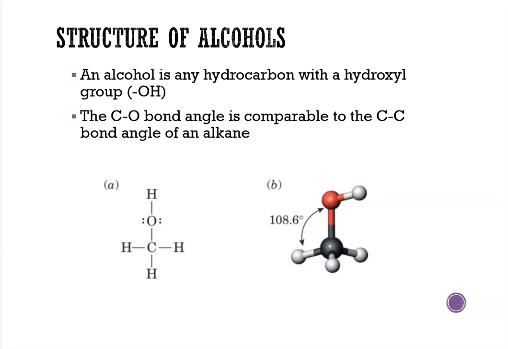Alcohols, as we know, are any hydrocarbon that has a hydroxyl group on them, an OH group. So we just add our OH group to our alkane here, and replace the hydrogen from the alkane with an OH group, and that gives us an alcohol. For the bond angles, the CO bond angle is very similar to the CC bond, which is 109.5. It's a little bit smaller because of the lone pair on the oxygen.